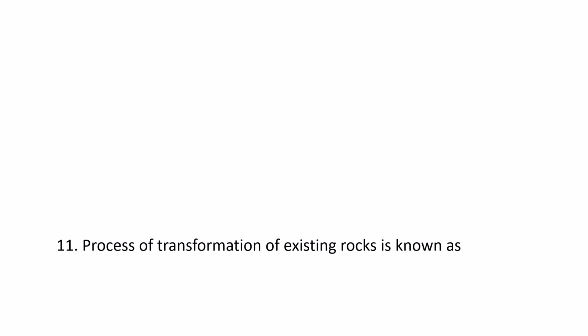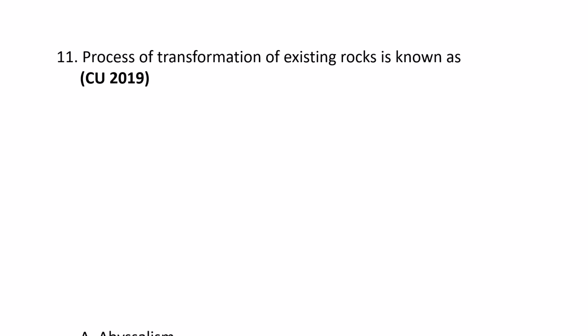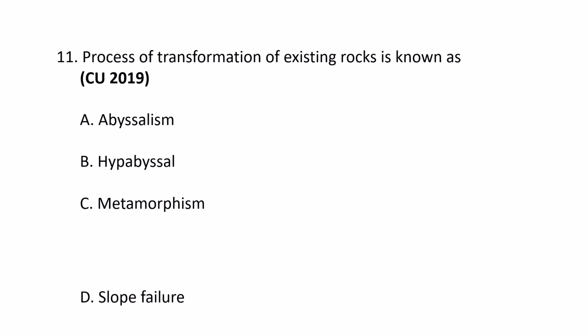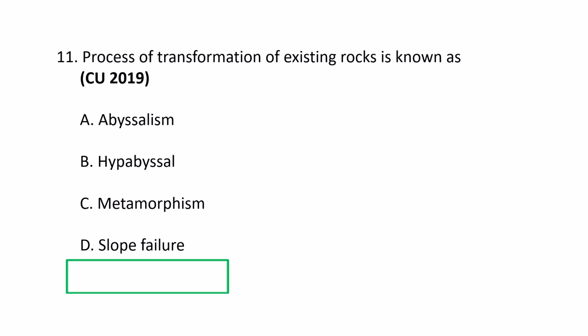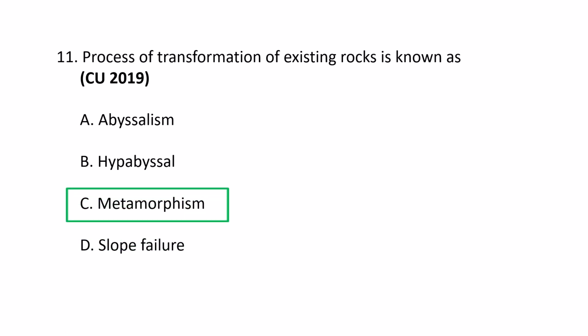Next question. Process of transformation of existing rocks is known as A. abyssalism, B. hypabyssal, C. metamorphism, and D. slope failure. Process of transformation of existing rocks is known as metamorphism. This process involves change in the mineral composition or structure of a rock due to factors like heat, pressure, and chemically active fluids. Metamorphism results in the formation of metamorphic rocks from existing rock types, which may be igneous, sedimentary, or even other metamorphic rocks.